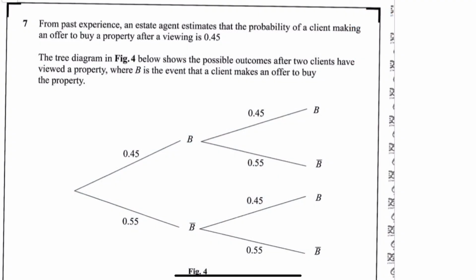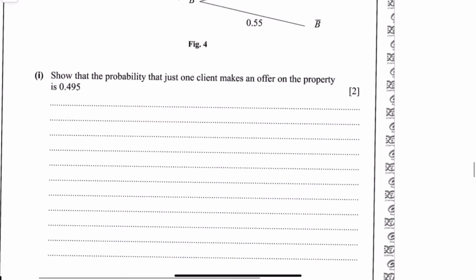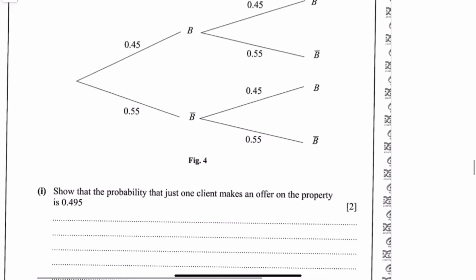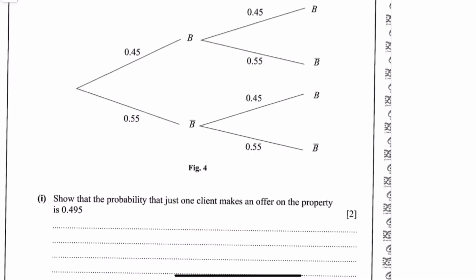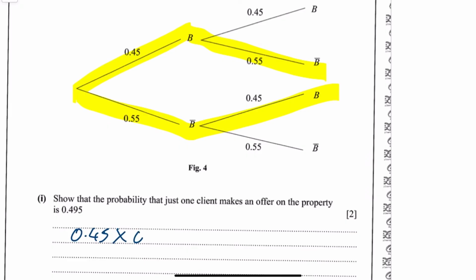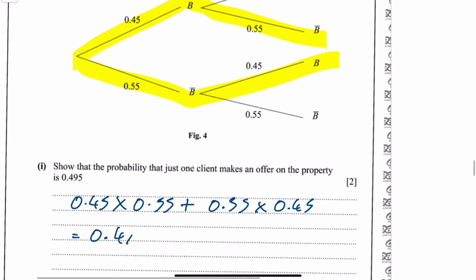Okay, in question 7 it says, from past experience, an estate agent estimates the probability of a client making an offer to buy a property after viewing is 0.45. A tree diagram shows the possible outcomes after 2 clients have viewed a property, and B is the event that a client makes an offer to buy. So not B is obviously they don't make an offer. Show that the probability that just one client makes an offer for a property is 0.495. So one could be this one makes an offer, this one doesn't, or this one doesn't and this one does. Those 2 options: you have 0.45 times 0.55 or 0.55 times 0.45, and when you do that out you will get 0.495.